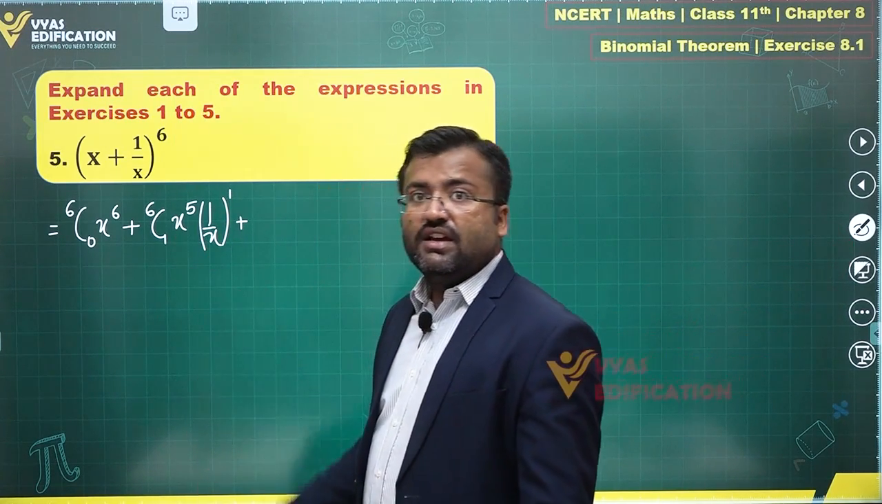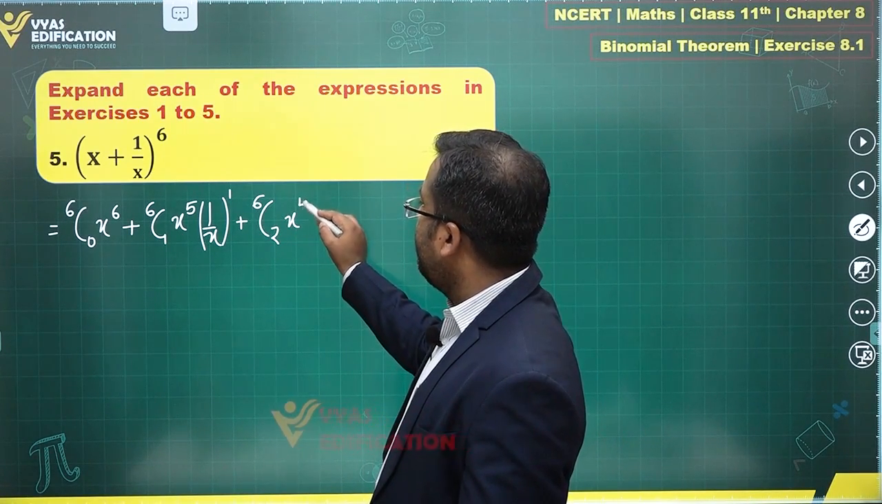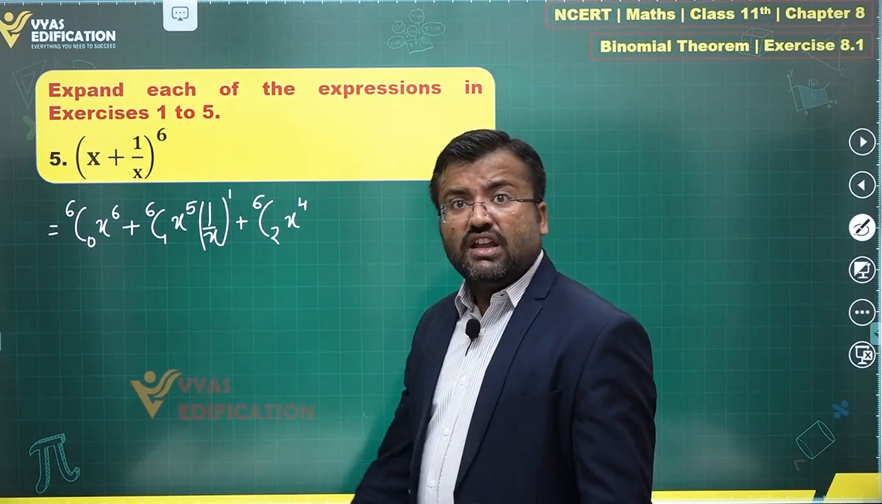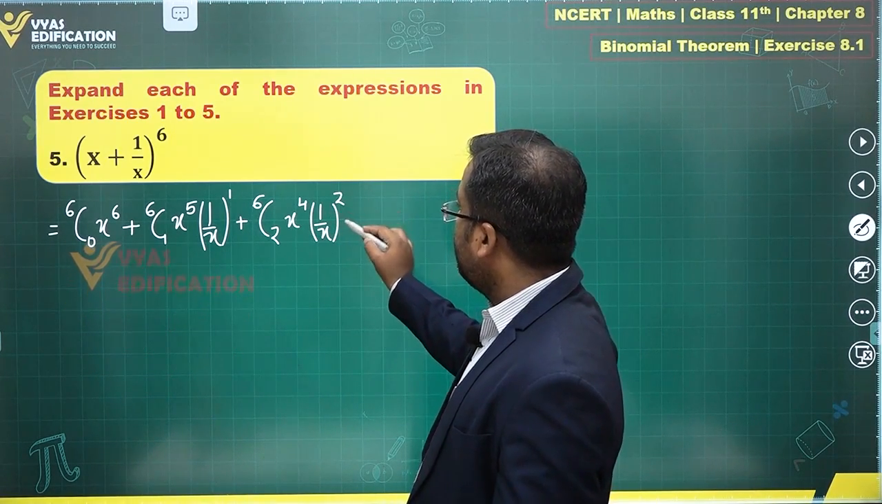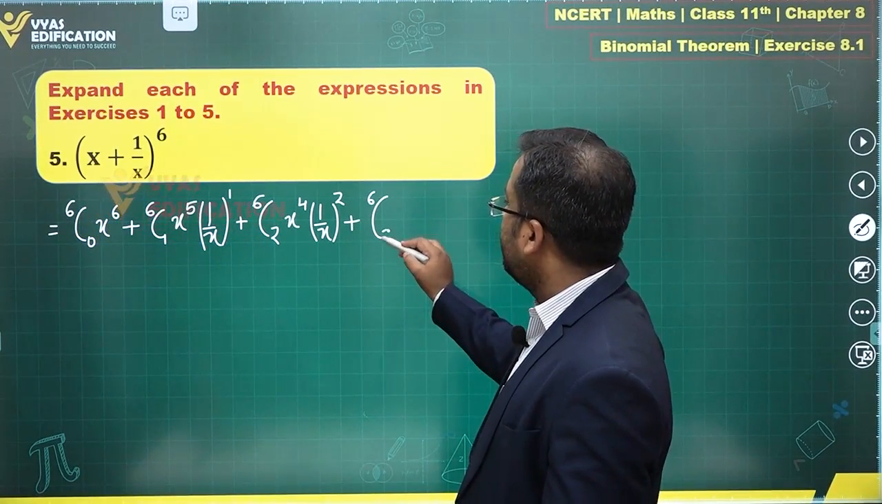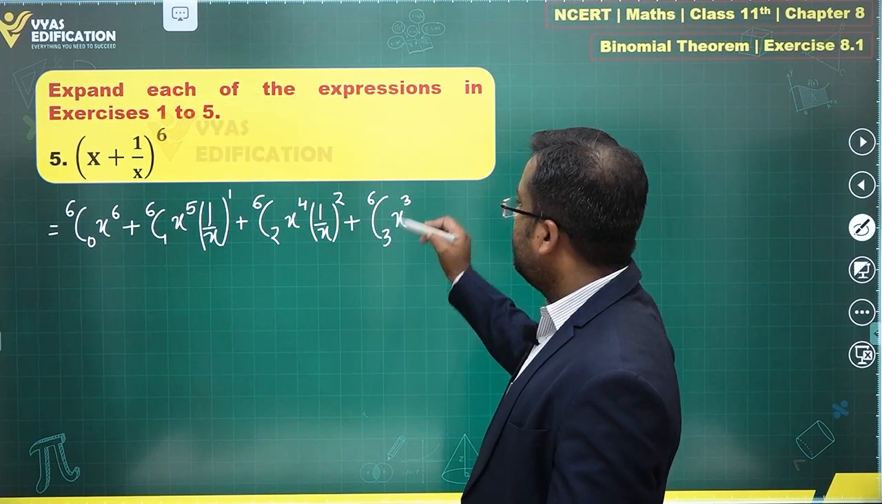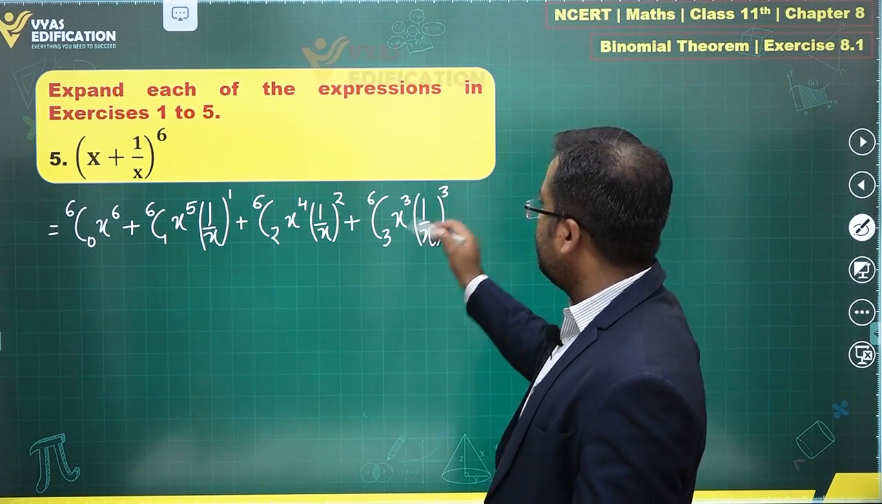The next term will be, as you may observe carefully, 6C2. This is x power 4. The power of x reduces. The power of 1 by x increases. Therefore, you have 1 by x power 2. Next, after 6C2, we have 6C3. X power 3. The power of x reduces. The power of 1 by x increases to 3.